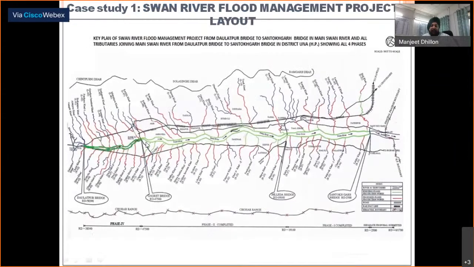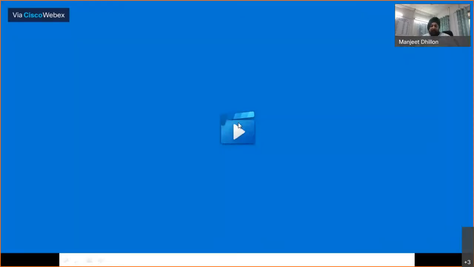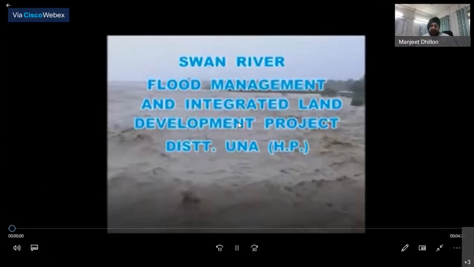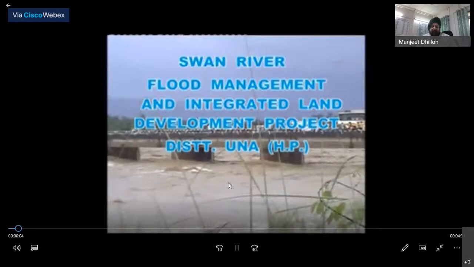And these are various features of that project. This is the Swan River, Swan Green, and there are 55 tributaries. What happens is that there is certain rainfall in all these areas, and in a flash it comes and creates havoc in this area, in a very short time. I will try to show it in a video. You can see what was before the project, and what happened after the project.